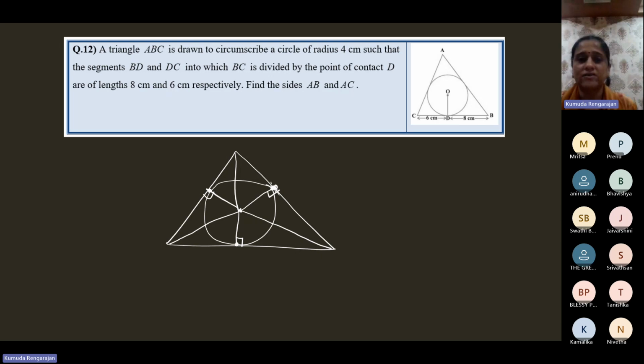Take out x plus 14 common. So you get one negative value for x, one positive value, negative not possible. So go ahead with the positive values and then find AB and AC.